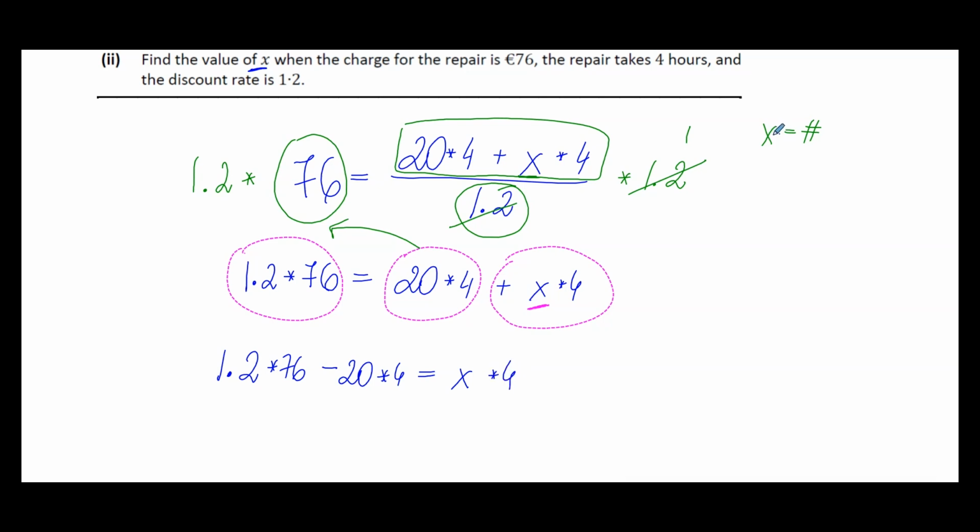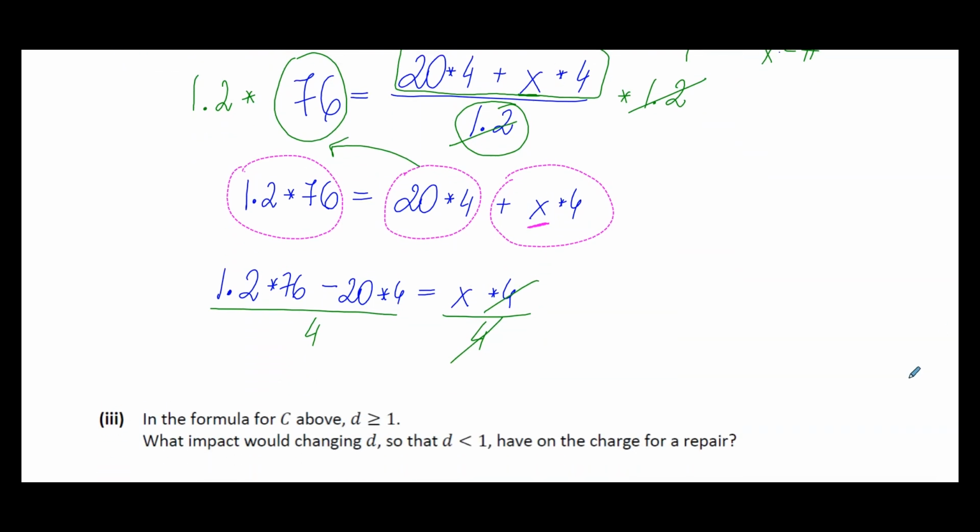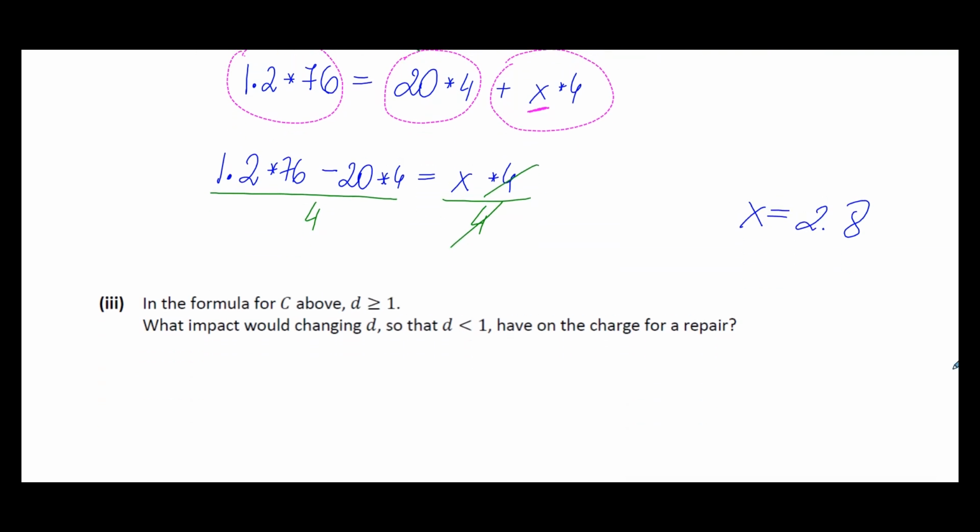So I am almost there. I almost have X on its own. What's the last thing to eliminate here? That is the 4. How do we get rid of multiplication? By dividing both sides of the equation. So now I have all numbers on the other side and X on one side, and now I can put all of that in my calculator, press equal, and I get 2.8.